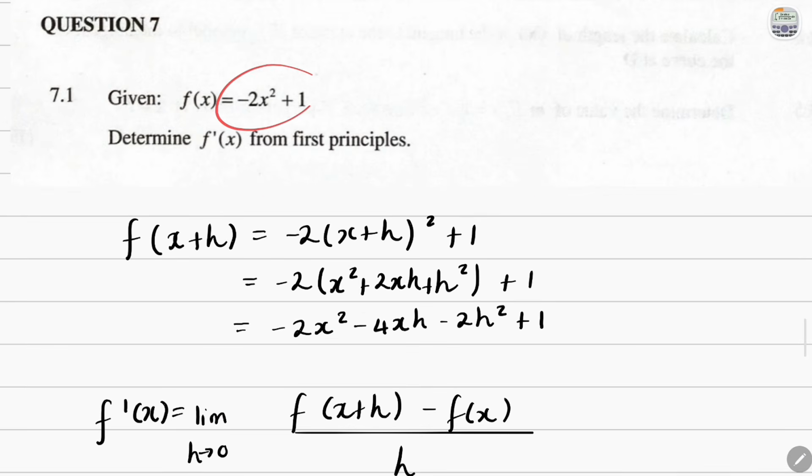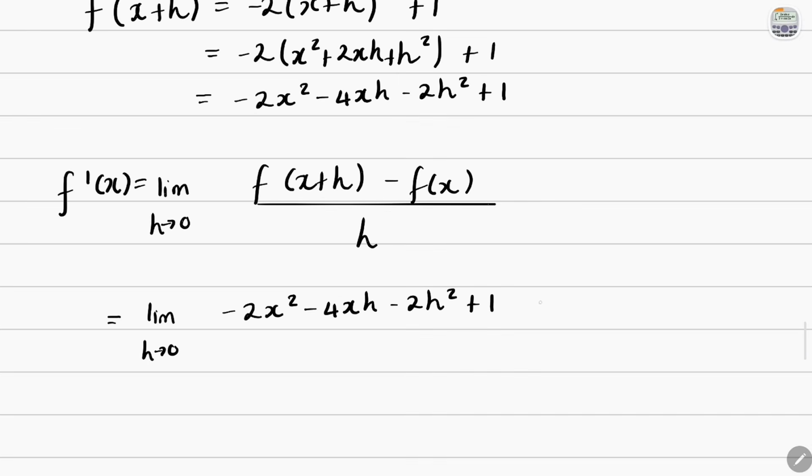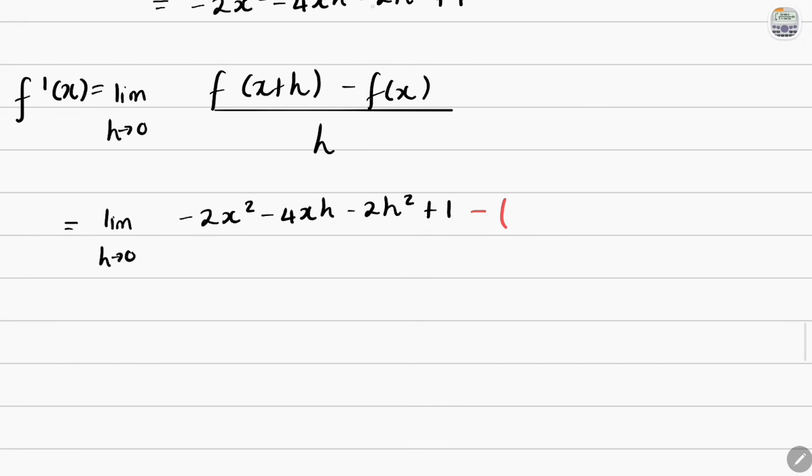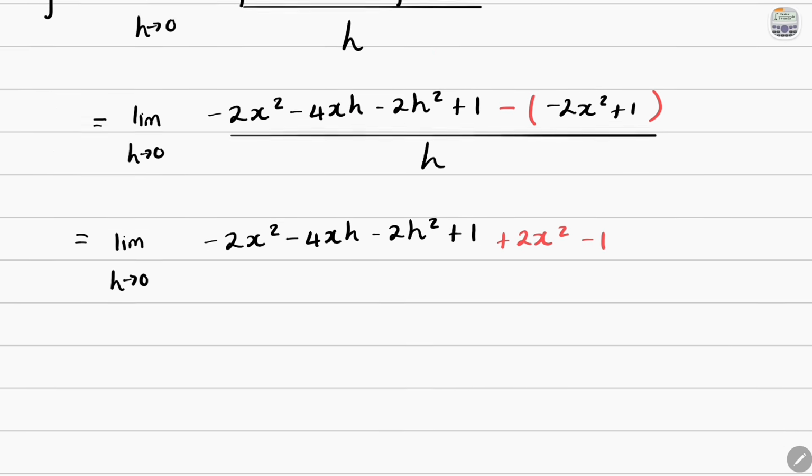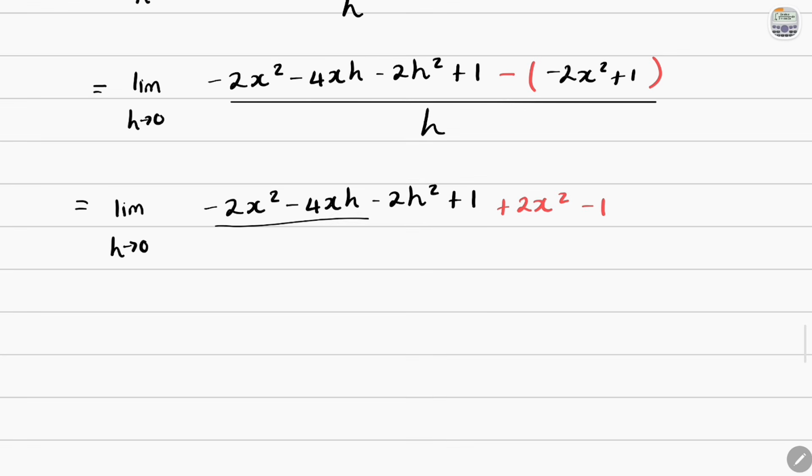F of x has two terms, so make sure you protect this with brackets. We're saying minus, and we're subtracting by negative 2x squared plus 1. So negative 2x squared plus 1, and this goes all over h. And this is equal to the limit as h approaches 0. And we're saying rewrite what we had already, and you're just going to distribute that in. So when it multiplies in, it becomes positive 2x squared and minus 1 all over h.